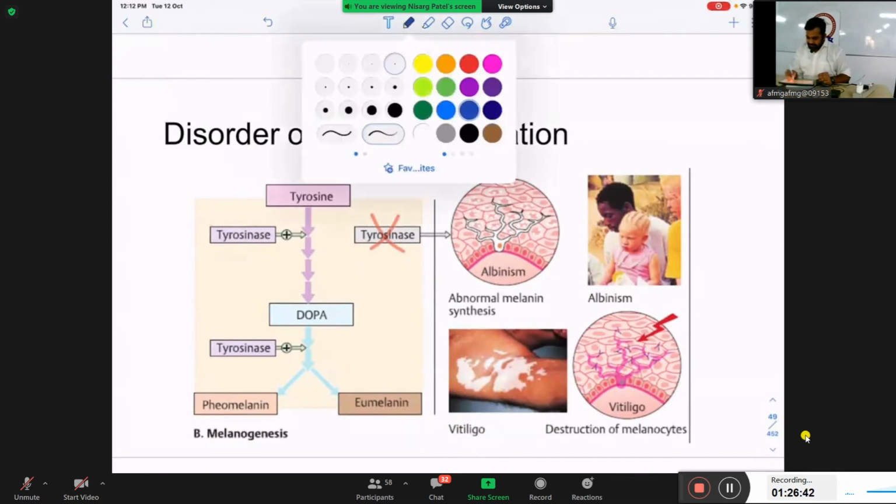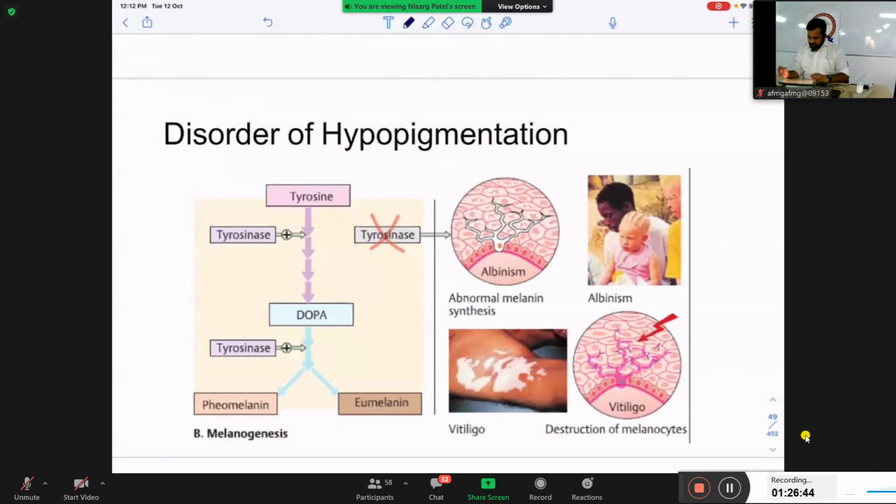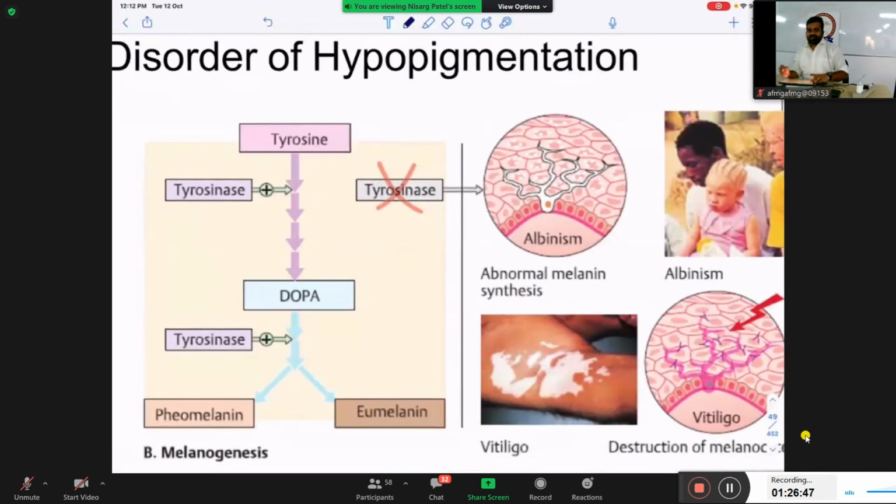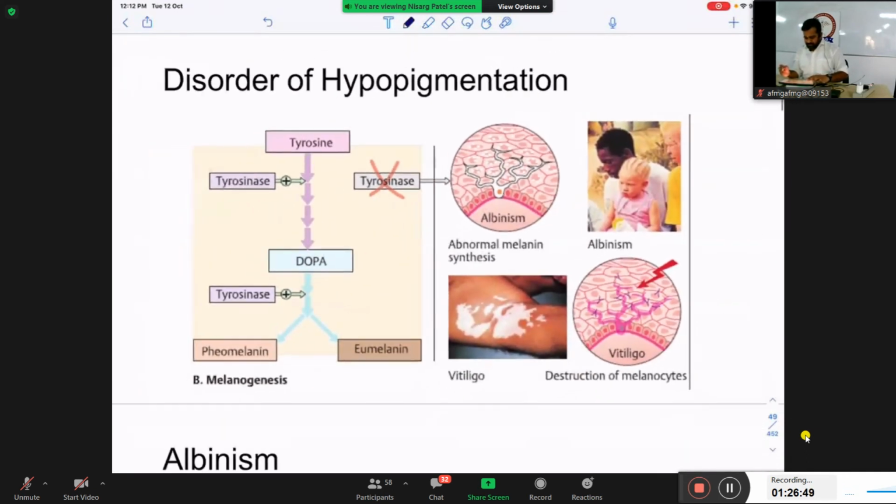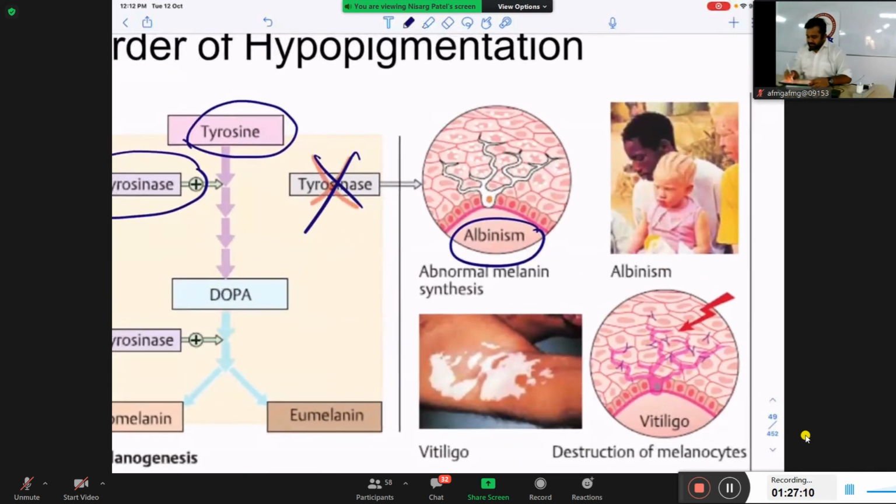So I will take genetic conditions first. Here you understand how they ask the MCQ. As I told you, melanin is produced from the tyrosine amino acid with the use of the enzyme tyrosinase, and this tyrosinase is absent in the disease albinism. So if I take a biopsy of a patient's skin, what I will notice is that the melanocyte is present, but this melanocyte is not able to make melanin, right?